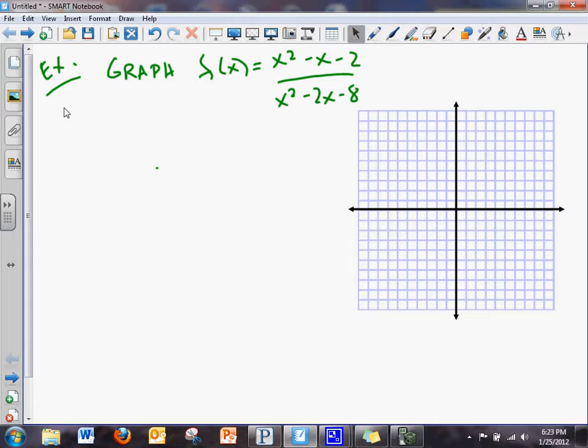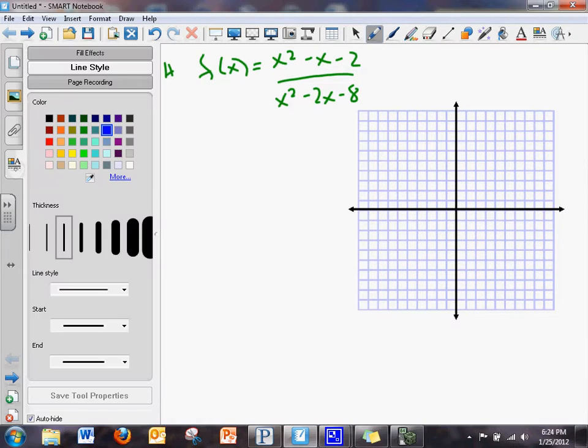I've got a grid here. We're going to graph it as we go. There's four different things that we want to look at. Let's get going. All right.